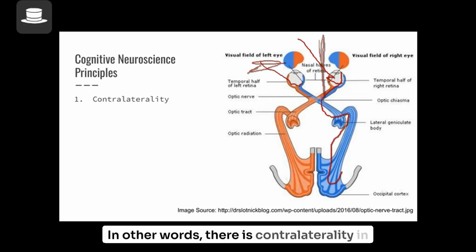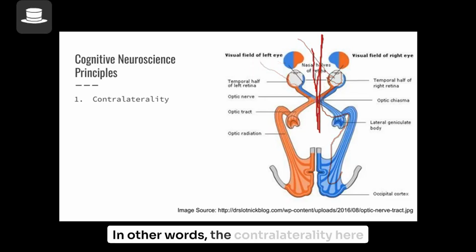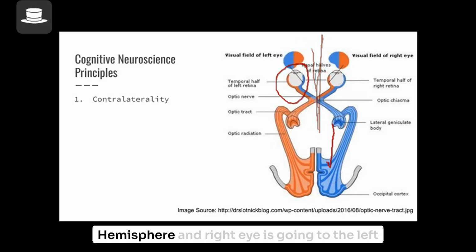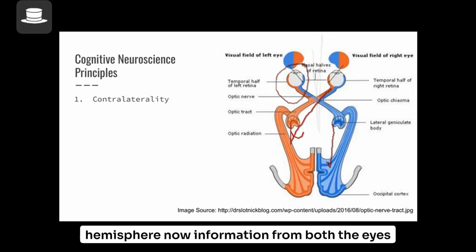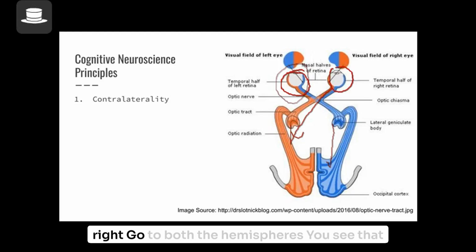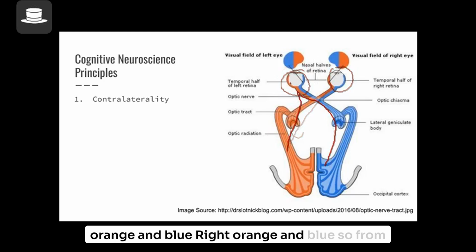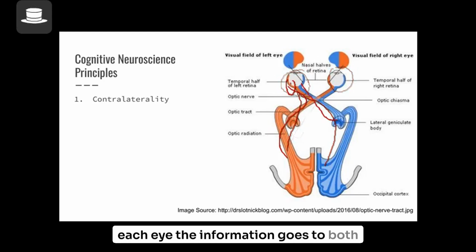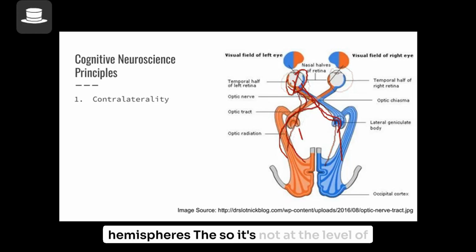In other words, there is contralaterality in vision also, but the contralaterality is not at the level of the eye. The contralaterality here does not suggest that the information from the left eye is going to the right hemisphere and the right eye is going to the left hemisphere. No. Information from both the eyes goes to both the hemispheres. You see that orange and blue? From each eye, the information goes to both hemispheres. So it's not at the level of the eye.